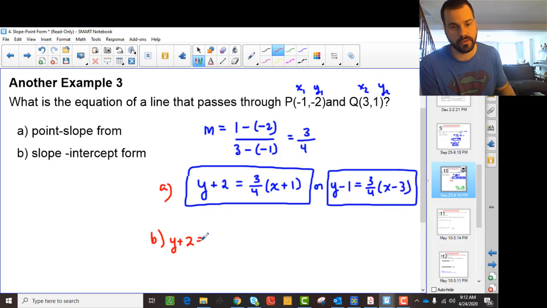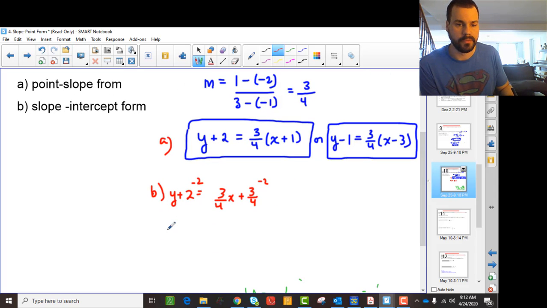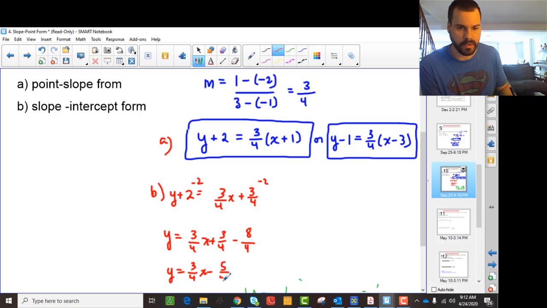So we're going to expand first. We're going to go 3/4 of x plus 3/4. And then we're going to subtract 2 from both sides. So if I do that, then I end up with y is equal to 3/4 of x plus 3/4, and then minus 8/4, because 2 is 8/4. So that gives me y is equal to 3/4 of x minus 5/4. That's my answer.